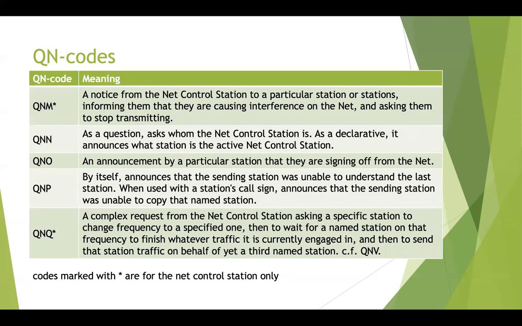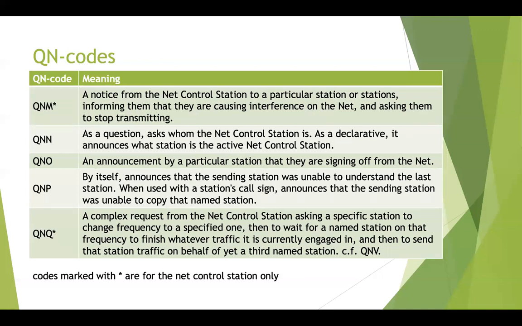QNM would be a notice that you're causing interference on the net. Please stop transmitting. QNN as a question asks, hey, who's the net control? If you're doing it as a statement, you're saying, hey, I'm the net control, or this is the net control. QNO would be an announcement that they're signing off.